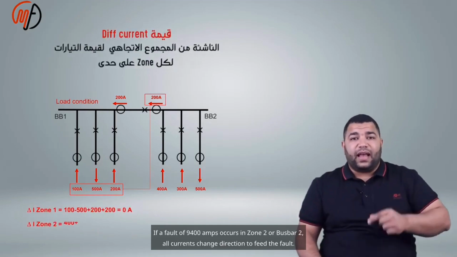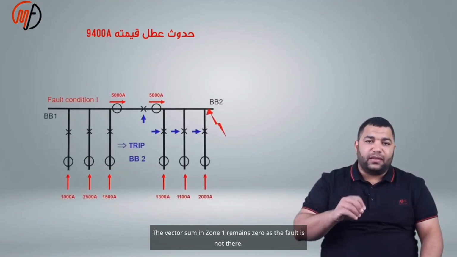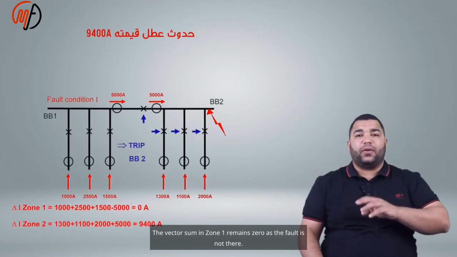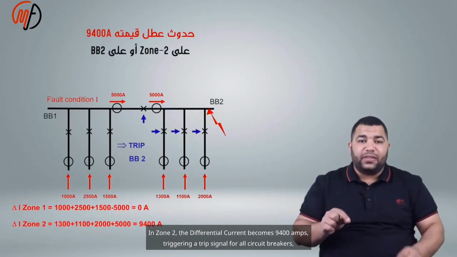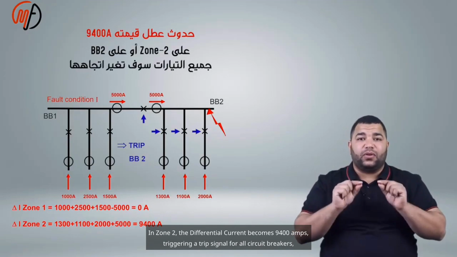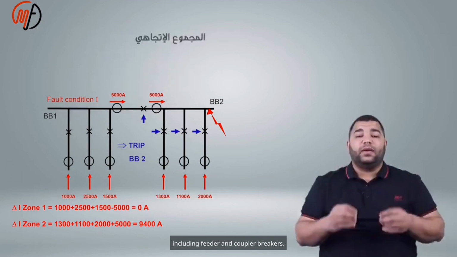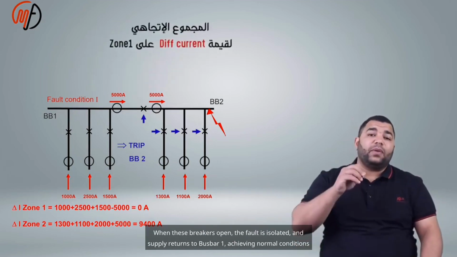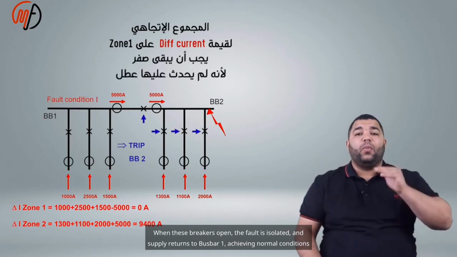If a fault of 9400 amps occurs in zone 2 or bus bar 2, all currents change direction to feed the fault. The vector sum in zone 1 remains 0 as the fault is not there. In zone 2, the differential current becomes 9400 amps, triggering a trip signal for all circuit breakers, including feeder and coupler breakers. When these breakers open, the fault is isolated, and supply returns to bus bar 1, achieving normal conditions.